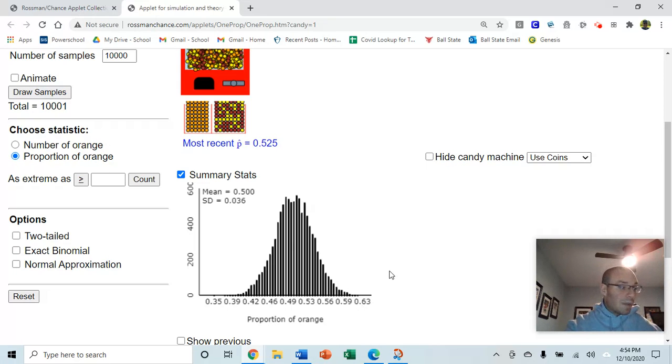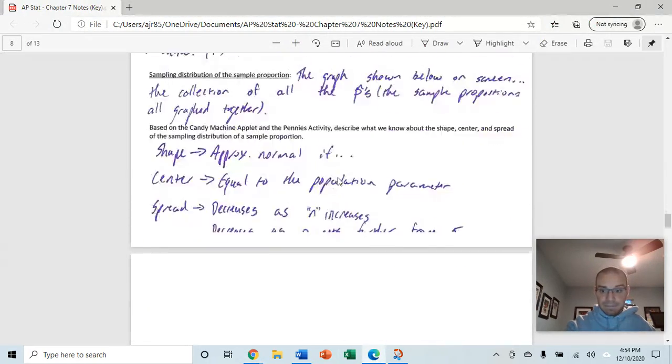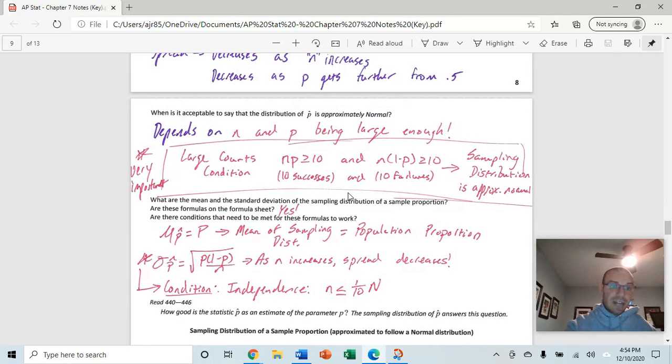We're going to talk more about this in class and go through an entire example as we do that. But I do want you to get a couple of things down in the notes. Those things are on page 9. If we go to page 9, first thing: when is it acceptable to say that the distribution of p hat is approximately normal? That depends on n and p being large enough.